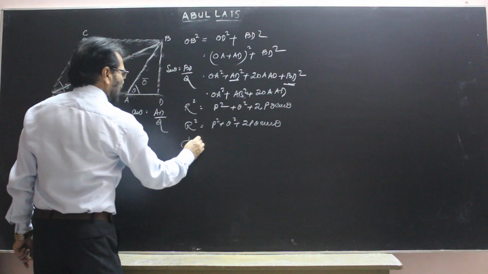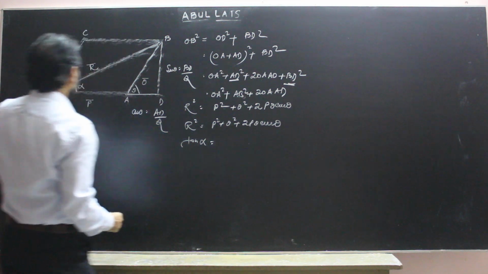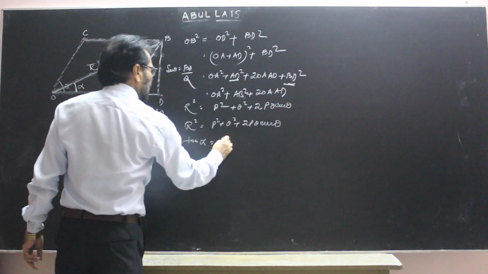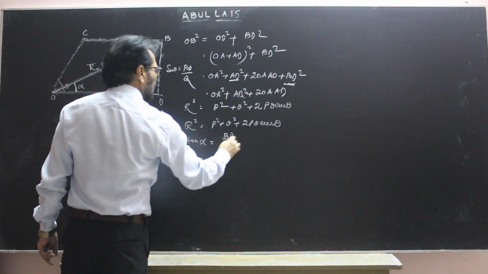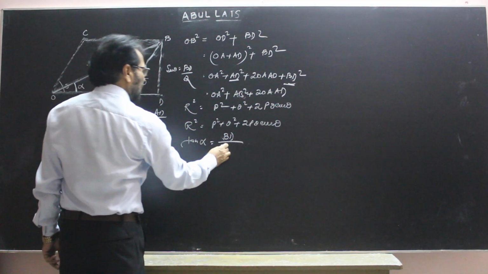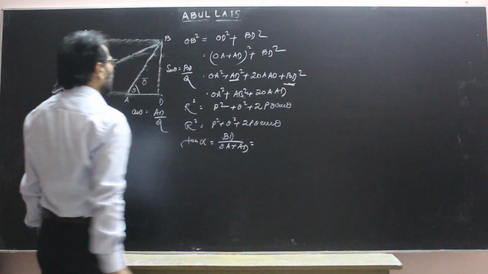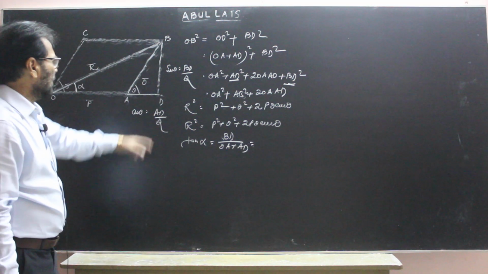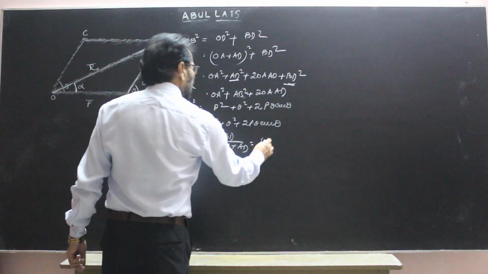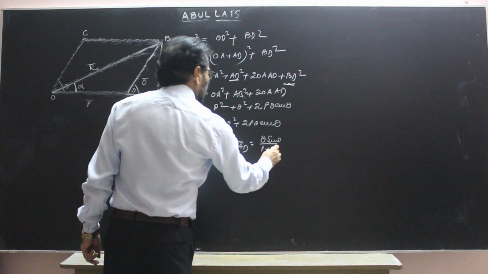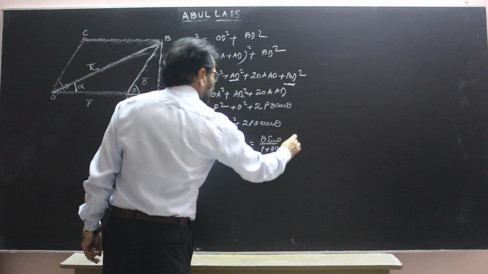and tan alpha is BD divided by OA plus AD, and BD is Q sin theta over P plus Q cos theta.